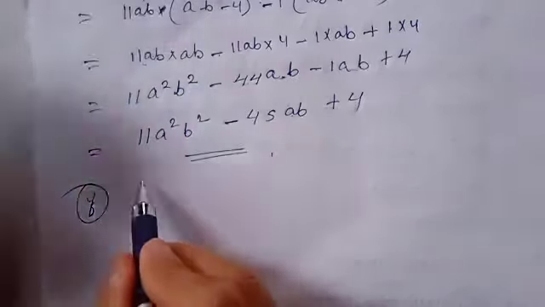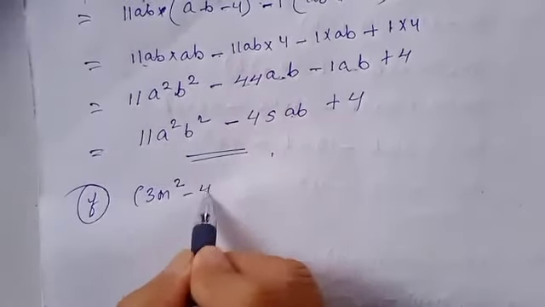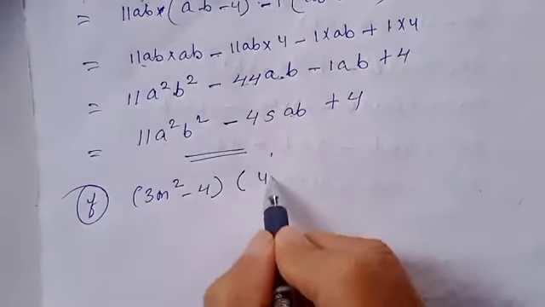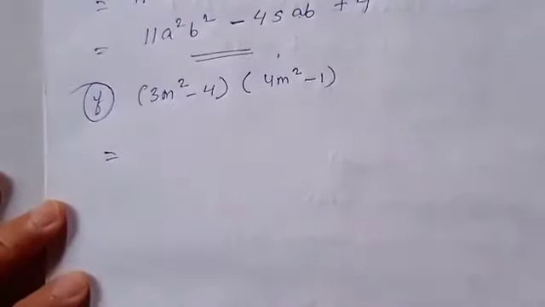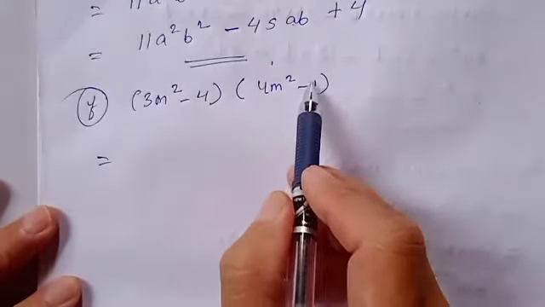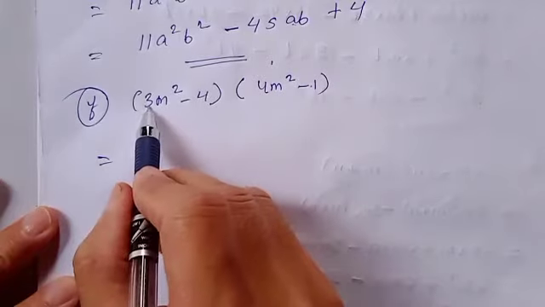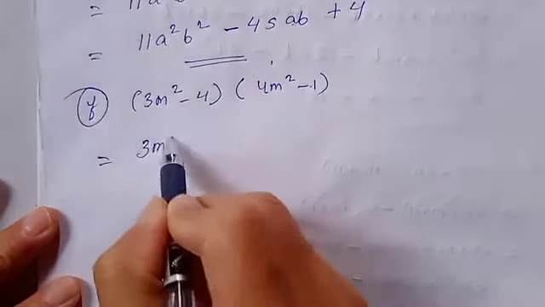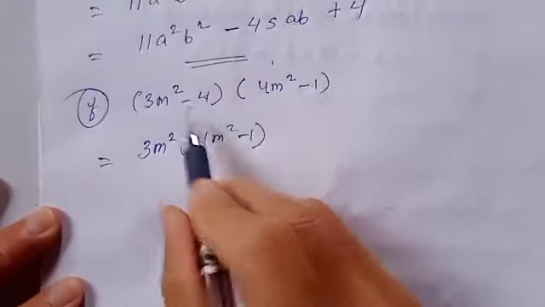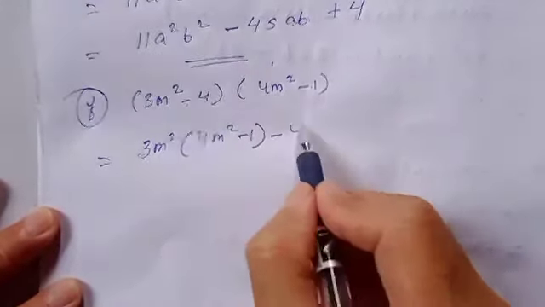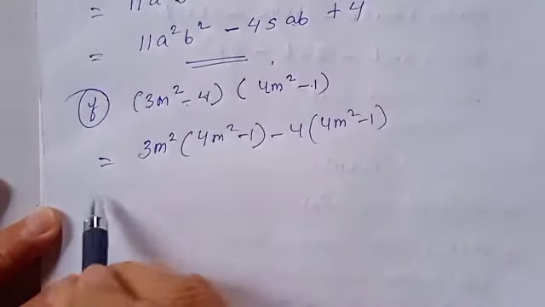Now let's try F. Okay, F we have 3m square minus 4 into 4m square minus 1. Again let's multiply this binomial by 3m square and minus 4 separately. First let's take 3m square: 3m square into second binomial 4m square minus 1. Now second one, minus 4 into second binomial 4m square minus 1.